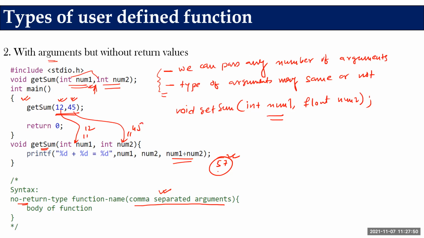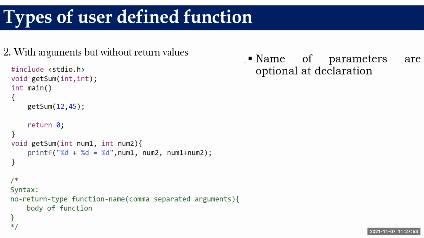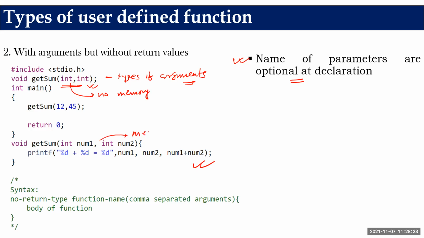Okay. So now see the same point I have already highlighted. Names of the parameters are optional at declaration. See, I am passing two arguments, correct? Here I have mentioned only the type of argument. Types of arguments are important. Here the name is not given, so I'll also get the same output, no problem. Because there is no memory at declaration. Memory gets allocated here, at definition.